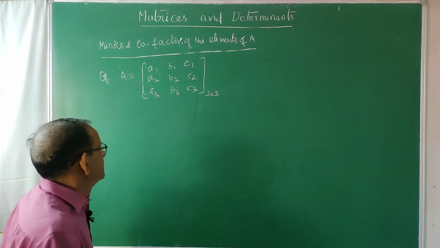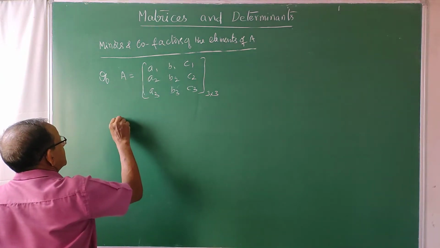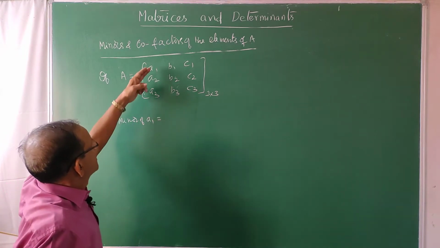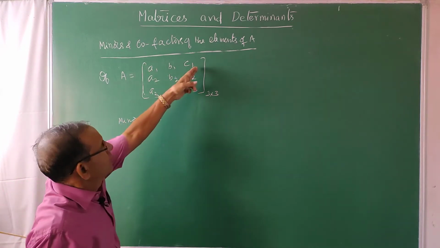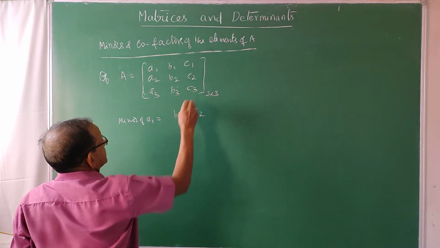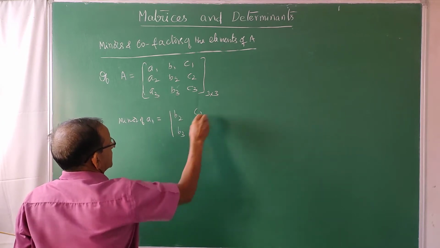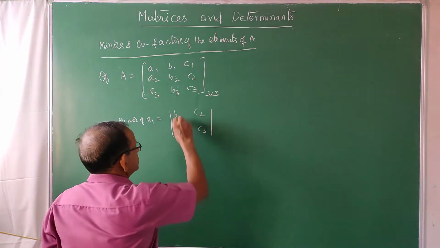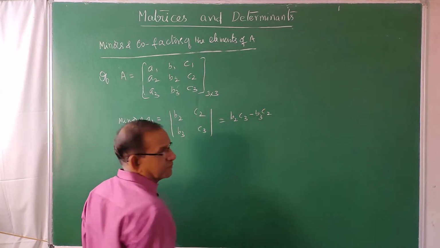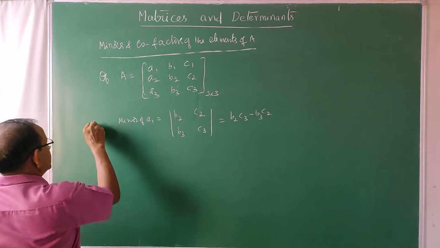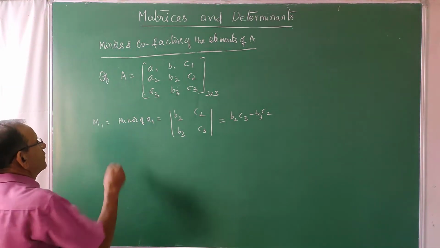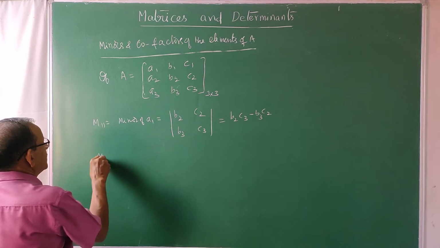What is a minor? Suppose you want the minor of A1. Delete the row and column of that element. What are the remaining elements? B2, C2, B3, C3. Take the determinant of those 4 elements. That is B2, C3 minus B3, C2. Suppose we denote it as M1. The minor of A1 is denoted by M1 or M11.